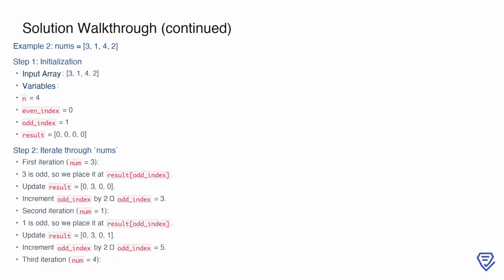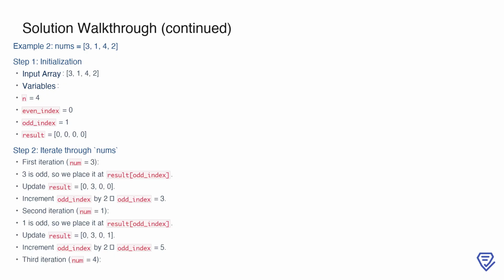We start with even_index at 0 and odd_index at 1, and the result array is initialized to 0, 0, 0, 0. Now, we iterate through the array nums. The first number is 3, which is odd since 3 % 2 is not equal to 0. We place 3 at result[odd_index], which is position 1, updating the result array to 0, 3, 0, 0. We then increment odd_index by 2, so it becomes 3.